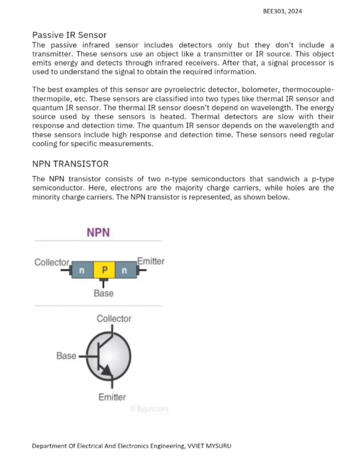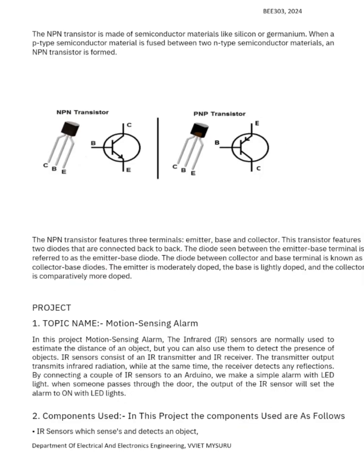NPN transistor. The NPN transistor consists of two N-type semiconductors that sandwich a P-type semiconductor. Here, electrons are the majority carriers, while holes are the minority charge carriers. The NPN transistor is represented as shown below. There are two types of transistor, namely NPN transistor and PNP transistor.